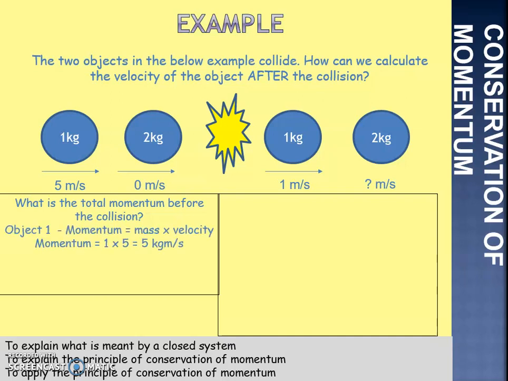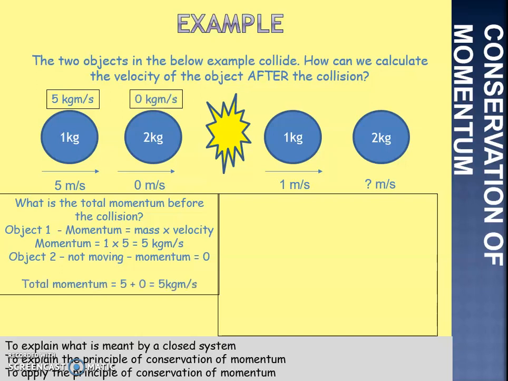Object 1, momentum is mass times velocity. It's got a mass of 1 and a velocity of 5. So its momentum is 5 kilogram meters per second. Object 2 is not moving, so its momentum is 0. The total momentum before the collision then is 5 kilogram meters per second. That means the total momentum after the collision is also 5 kilogram meters per second, because momentum is conserved.